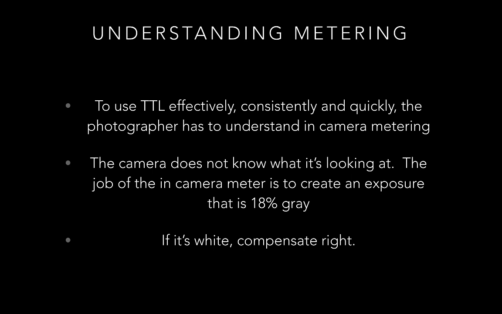So that's what you want to understand, is that your camera doesn't know what it's looking at. It just sees 18% gray. So if you understand that, and using TTL, and for that matter, aperture priority, you now can understand how to predict where that flash compensation needs to be quicker and more responsive, to be more consistent, and to be faster when working in TTL mode. Okay? So remember, if it's white, compensate right. If it's dark, you're going to compensate to the left and underexpose.